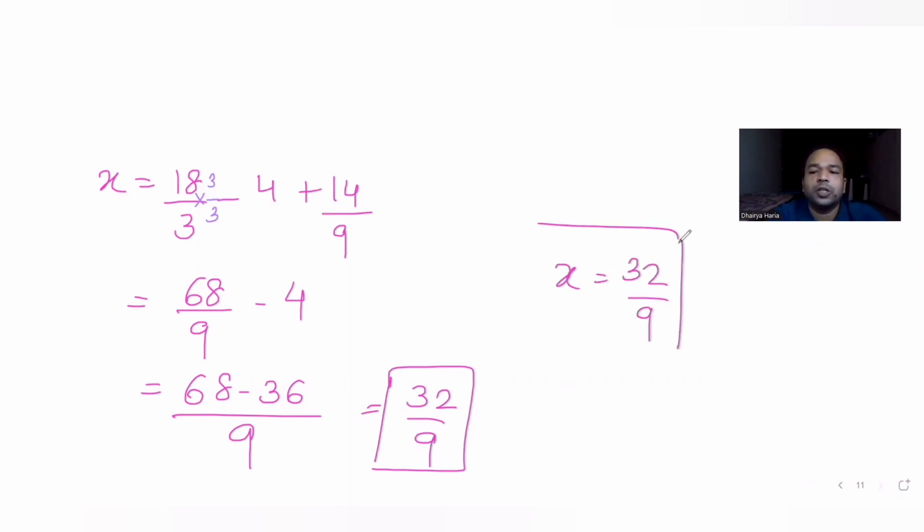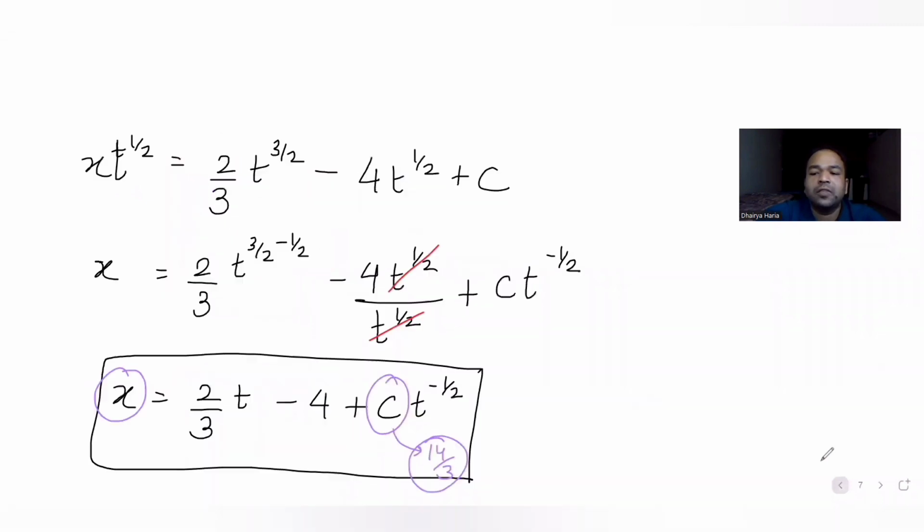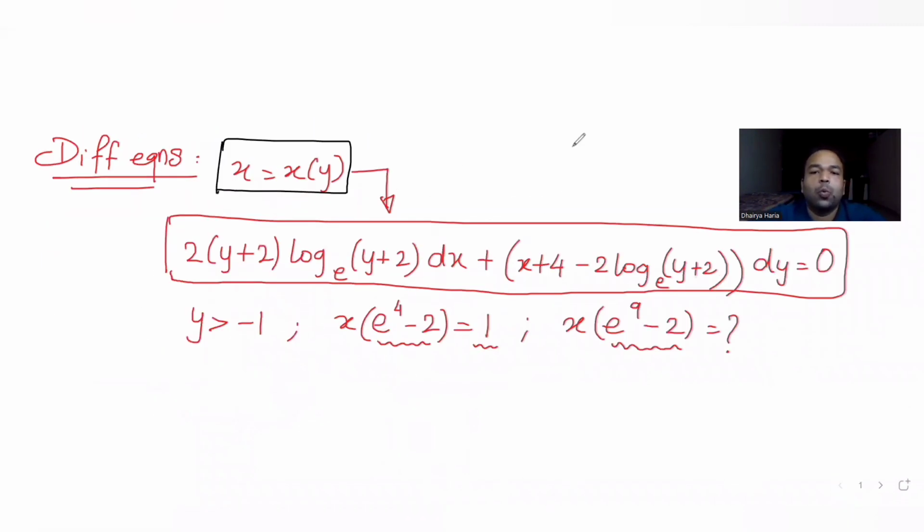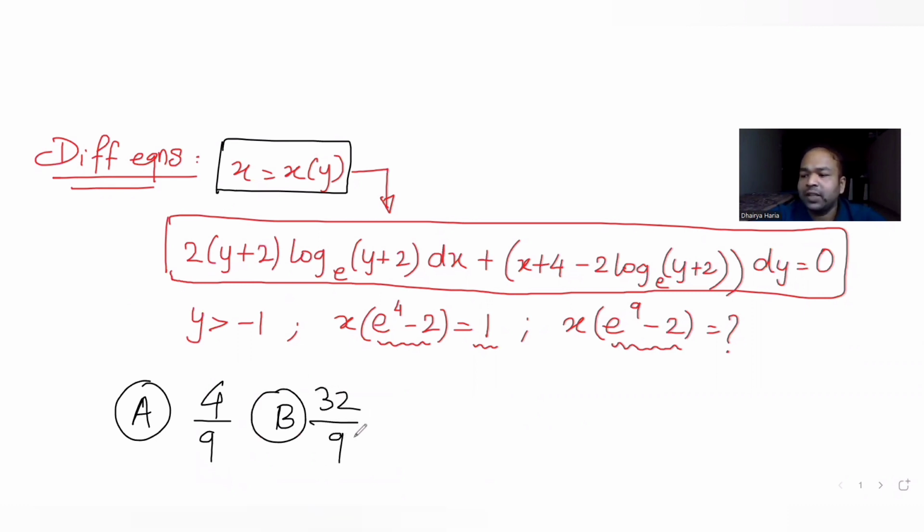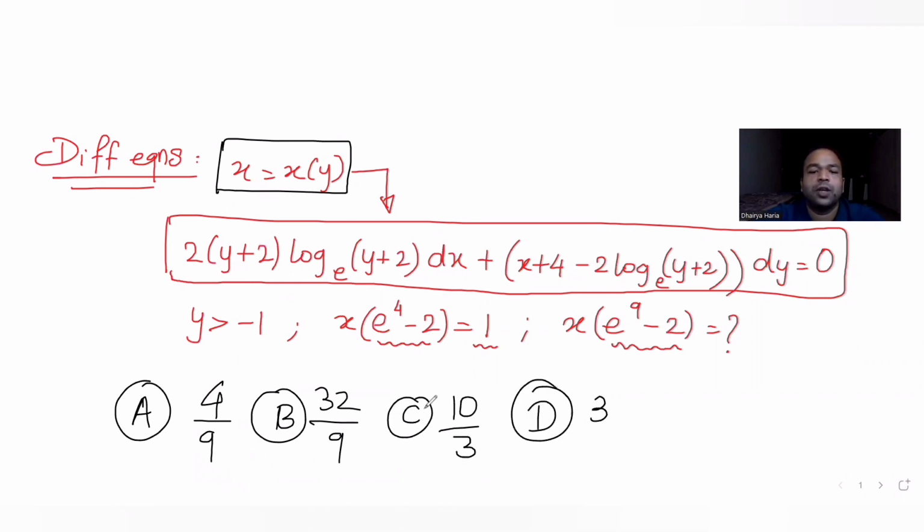If you see the option that matches here with the question, so if I talk about the options that are given to us here, the options are 4 by 9, 32 by 9. Then the other option that was given to us is 10 by 3. And the last option given to us was 3. So the option that matches here with the question is option B.